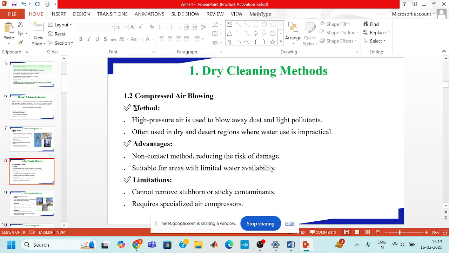The next method is the compressed air blowing dry cleaning method. In this, high pressure air is used to blow away dust and light pollutants, and it is often used in dry and desert regions where water use is impractical. It is a non-contact method and it reduces the risk of damage, and it is suitable for areas with limited water availability. But it cannot remove stubborn or sticky contaminants, and it requires a specialized air compressor for cleaning.